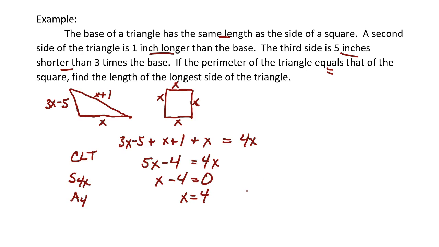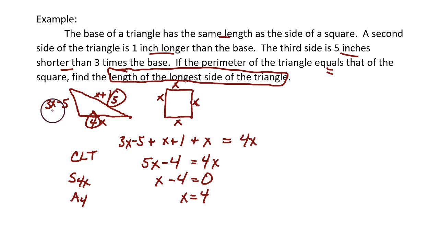The fourth step of the problem-solving plan is to check the answer against the requirements of the problem. What was the problem actually asking us? Find the length of the longest side of the triangle. Well, which of these sides is the longest? Let's find out. If x is 4, then this side is 4. This side is 5. And this side is 3 times 4 minus 5, which is 7. So the longest side is 7 inches.